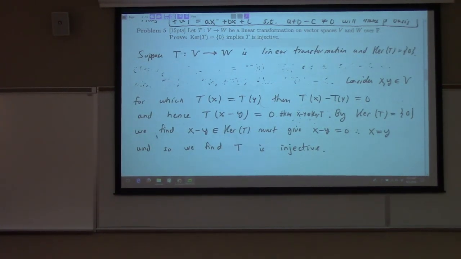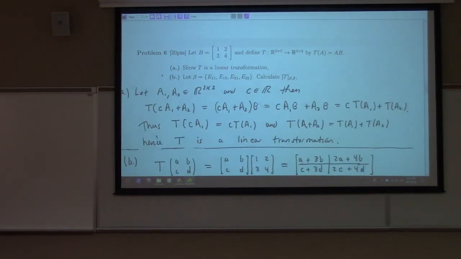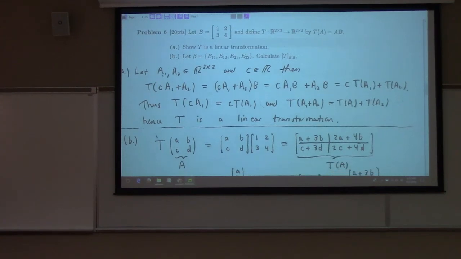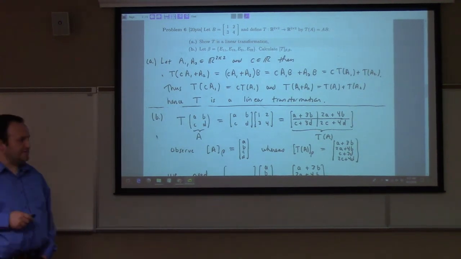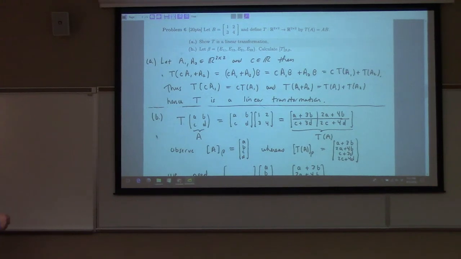Many more people got problem 5 right than problem 4, right? So problem 5, some people were successful. Problem 6, I think a lot of people got this. Not getting part B of this suggests to me that you haven't been very serious about studying for this course, frankly, because we have done a lot of these at this point.